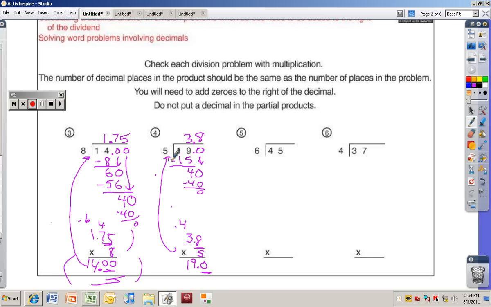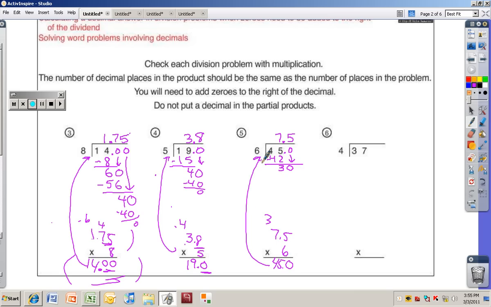6 goes into 45. How many times? 7. 6 times 7 is 42. Subtract and get 3. Okay, do I write remainder 3? No. I have to add zeros. Decimal 0. Decimal up here. Okay, bring the 0 down. 6 goes into 30 how many times? 5. Goes in exactly, right? So you do 7.5 times 6, and you should get the same thing that we have right up here.